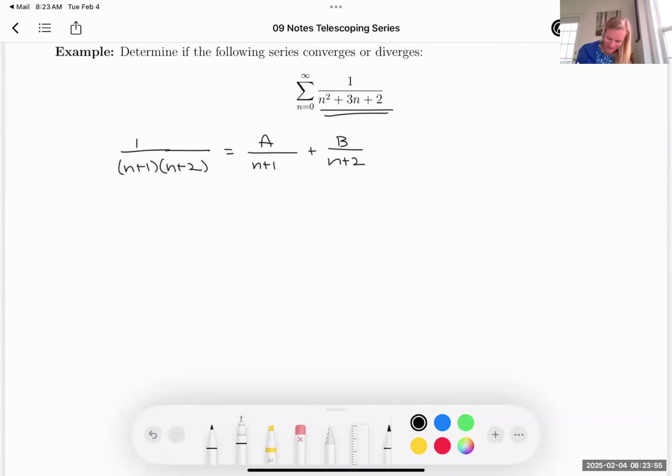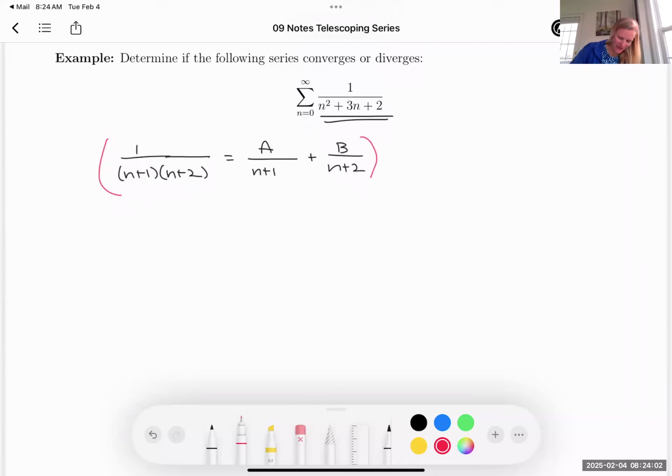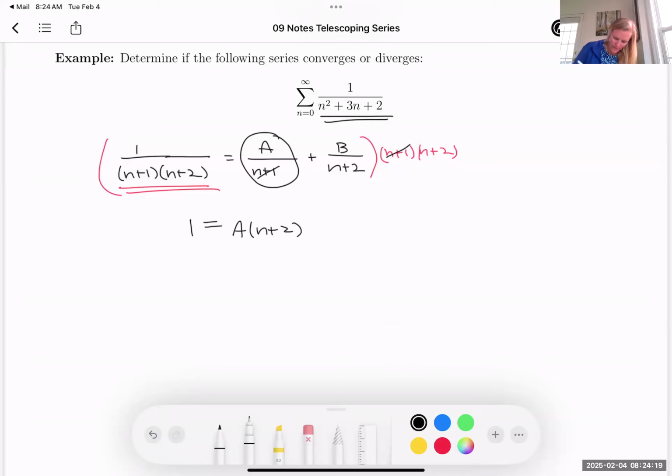Thinking back to last semester, and if you need to review the videos from last semester, it might not be a bad idea, we get rid of the denominator, so we multiply everything by the common denominator, which is n plus 1 times n plus 2. When I multiply this piece by the common denominator, the denominator goes away and we're left with 1. When I multiply this by that, the n plus 1's cancel out, so I'm left with a times n plus 2. And when I multiply this term by it, the n plus 2's cancel out, so I'm left with plus b times n plus 1.